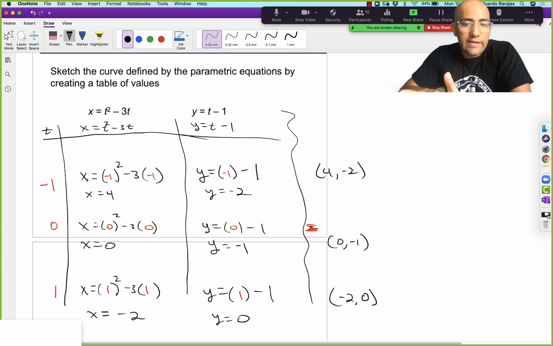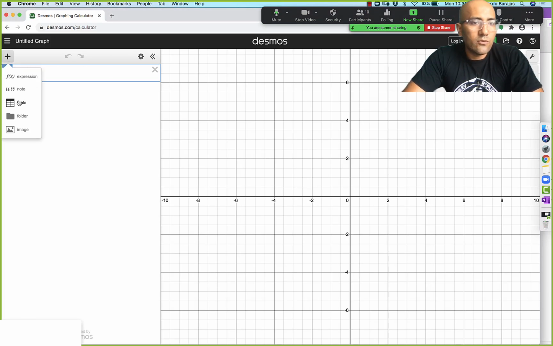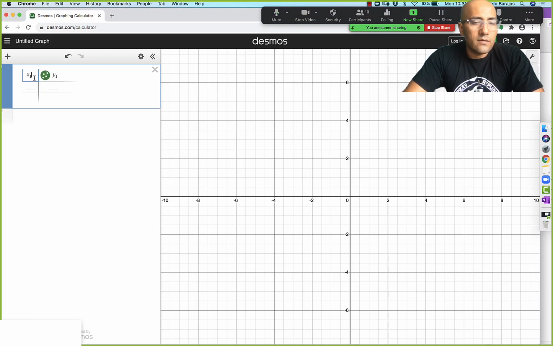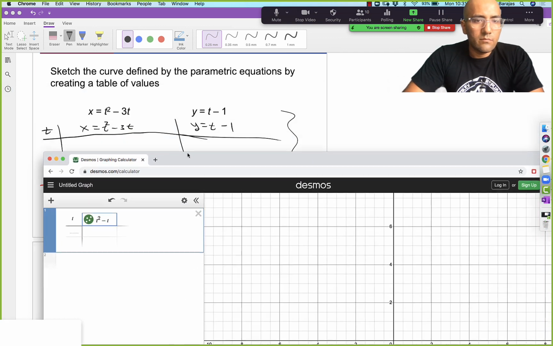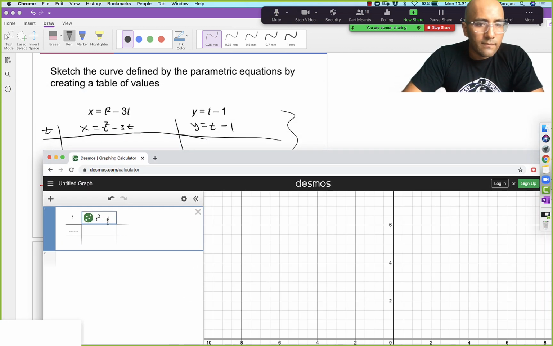So I'm going to continue in the same spirit. I'm just going to use technology to continue to create this table and then graph these ordered pairs. So I'll just use Desmos for that purpose. Okay, so let's create some tables. And t, and then the first one was t to the second power minus 3t. And the next one was t minus 1.